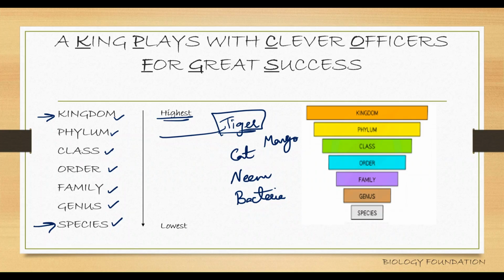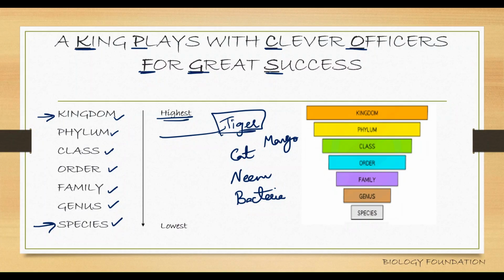Now, how to remember this? You can remember it as: a king plays with clever officers for great success. K stands for kingdom. A king plays with clever officers for great success. So K stands for kingdom, phylum, class, order, family, genus, and species.